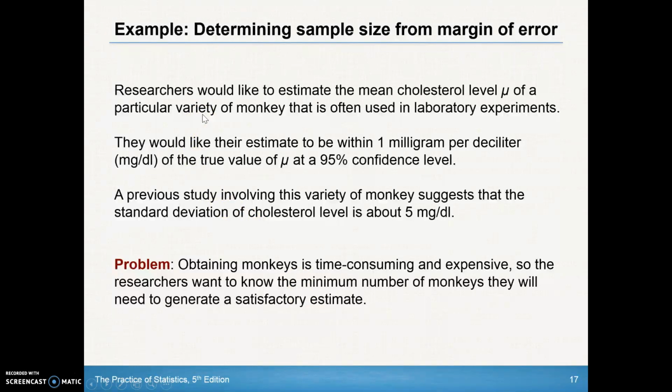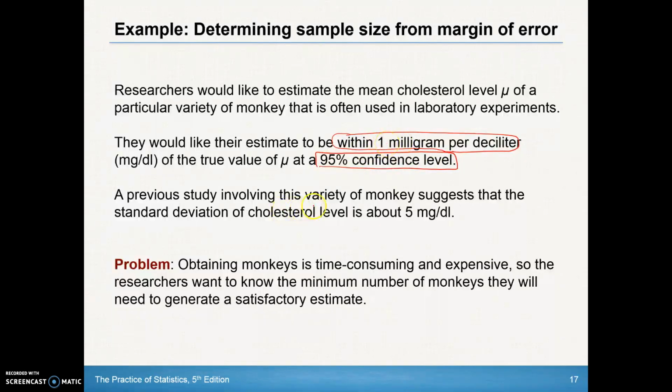So let's look at an example on how we can put that all together. Researchers like to estimate the mean cholesterol level, mu, of a particular variety of monkey that is often used in laboratory experiments. They would like their estimate to be within 1 milligram per deciliter of the true value of mu at a 95% confidence level. So again, I want to be within plus or minus 1. That's my margin of error right there.